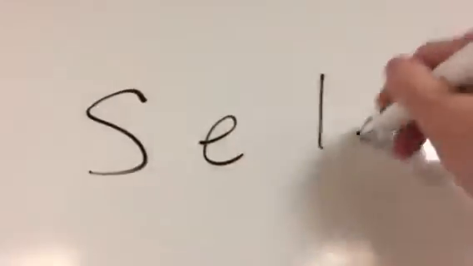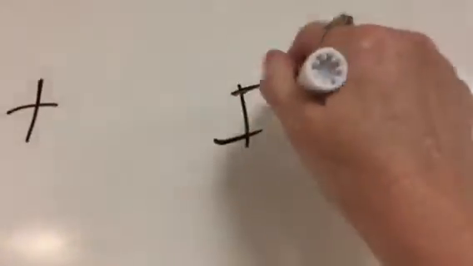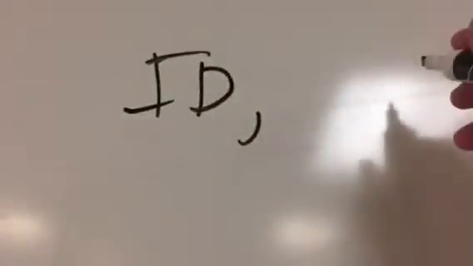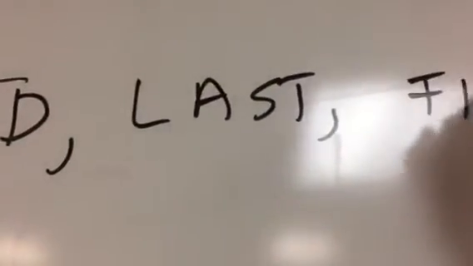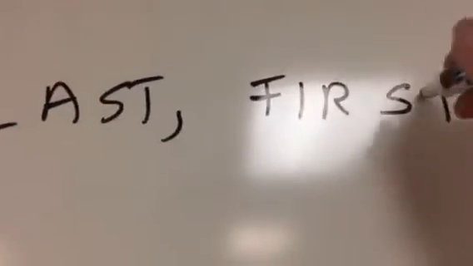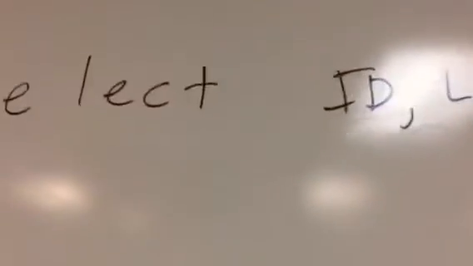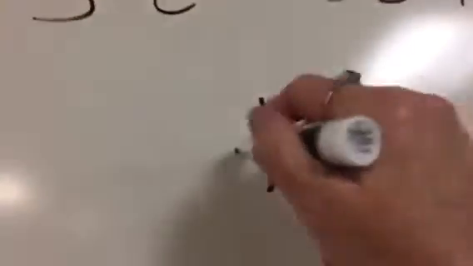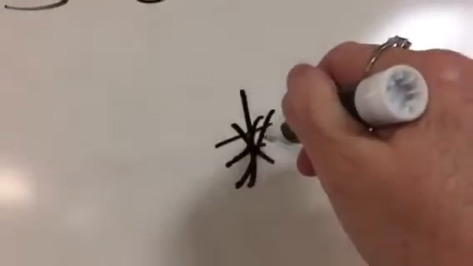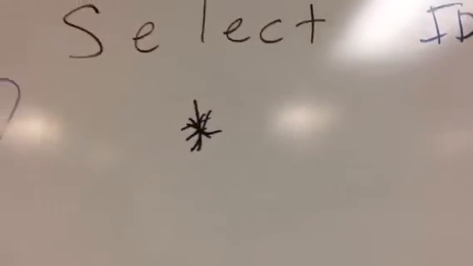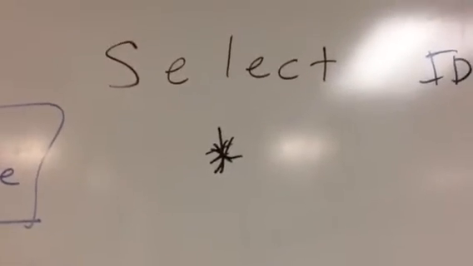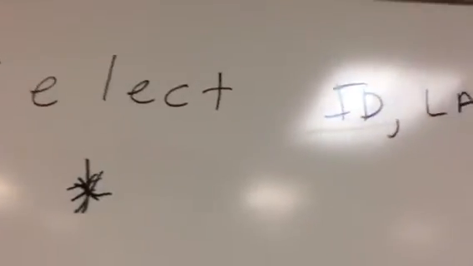select, okay, ID, comma, last, comma, and first. Or, since that's all the fields that are in the table, I could just say select, and it's this crazy thing that looks like that. Okay, it's above the 8. If you use Shift 8 on your keyboard, you'll get the asterisk. That's a wild card. That says, I want them all.